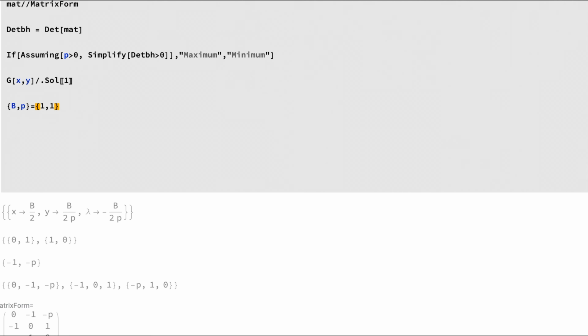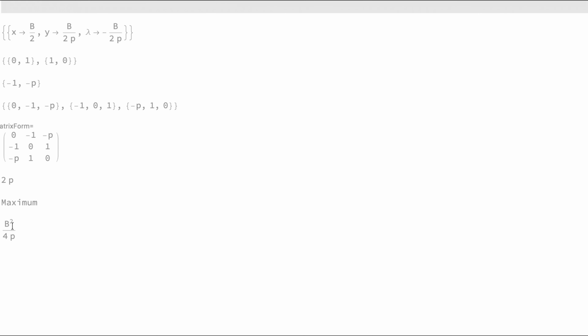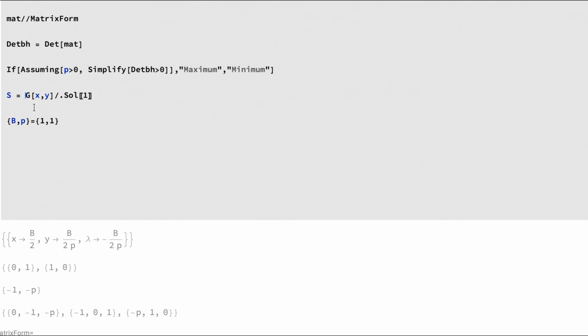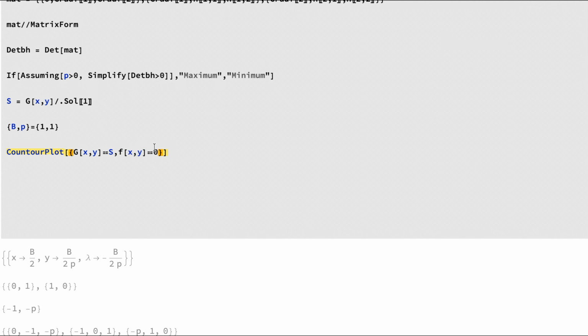So we are now going to draw the constraint and the function g of x, y using contour plot. I'm going to label this value, b squared over 4p, as s, and you will see why soon. If we use contour plot, we have the function g of x, y, and I'm going to make that equal to s, because that would give us the isoquant where g of x, y is at the optimum. And I'm also going to draw the budget constraint, so f of x, y is equal to 0.